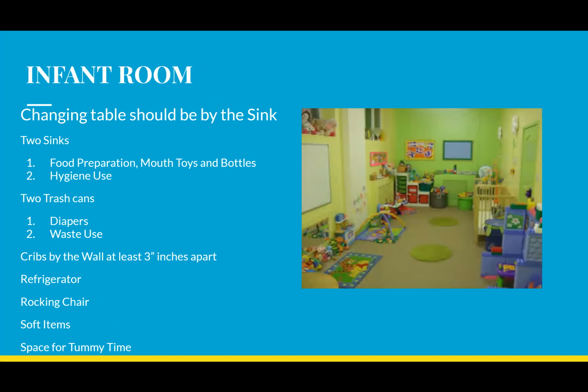In an infant room, the changing table must be by the sink. There's 2 sinks in the infant room. One is for food prep to clean the bottles and the mouth toys, and then the other one is for hand washing. There also should be 2 trash cans in the infant room, one for diaper use and then one for waste use. Cribs should be placed 3 inches apart, and there must be a refrigerator, a rocking chair, soft items, and space for tummy time.